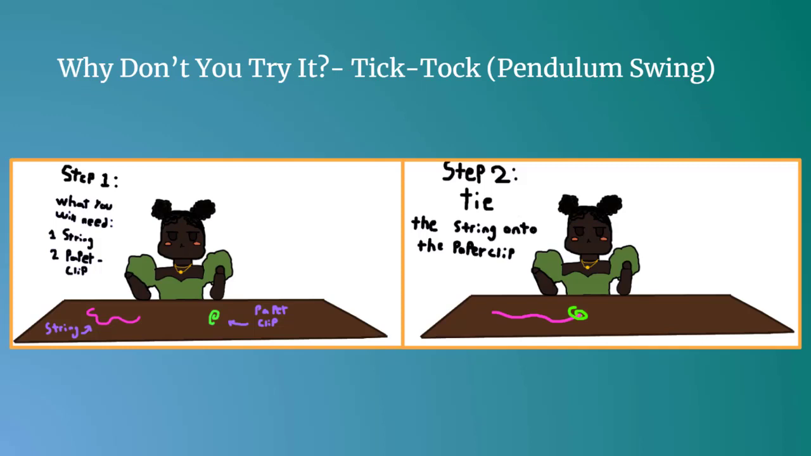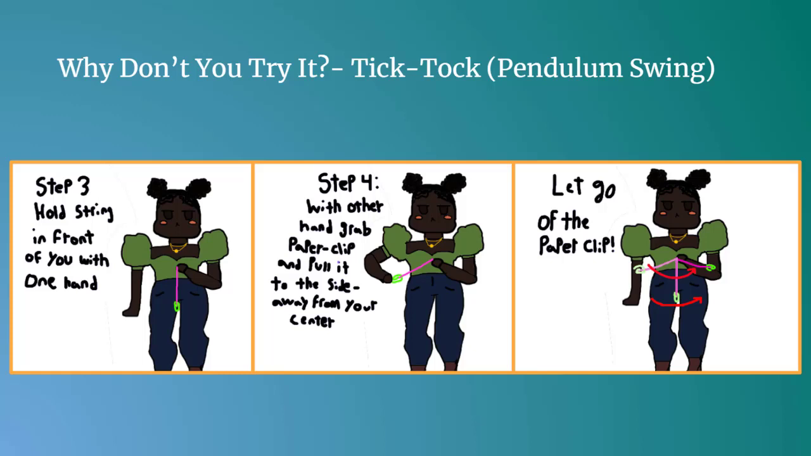Let's try to apply what we've learned about potential and kinetic energy. In this demonstration, you will need a piece of string and a paper clip. Pause this video if you would like a moment to get these items. Okay, so to start, tie the string onto the paper clip as can be seen in the second image.